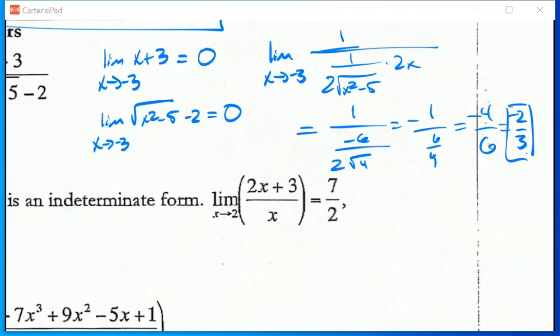Yeah. That's the idea. That's really all there is to it. We'll do some practice with it, but any questions? Okay.